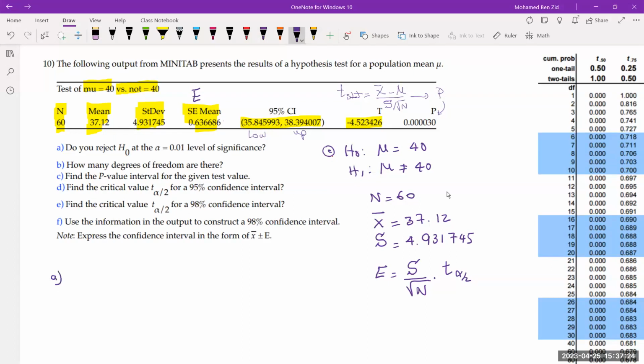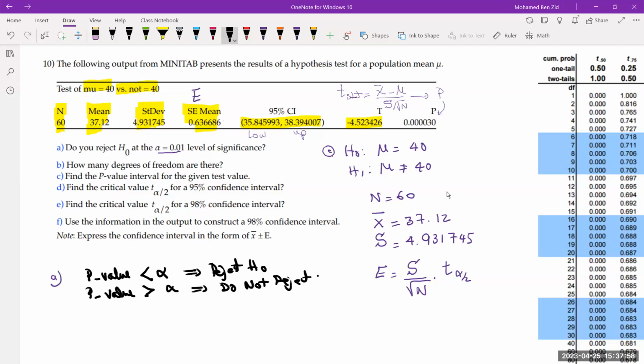Now, we can start with A. A is asking you, do you reject H0 or not at this level? So they are giving you the alpha, and they are asking you. Here, this is the formula we agree on. If I have the p-value less than the alpha, reject H0. If I have the opposite scenario, the p-value greater than alpha, do not reject. Please make sure you have this formula on your formula sheet. You are allowed to have it.